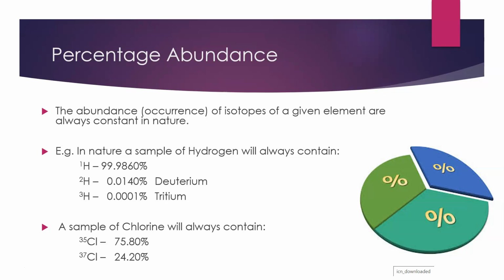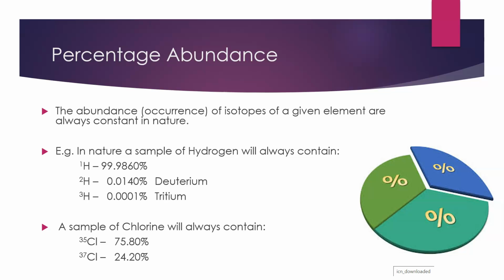As we've mentioned, the percentage abundance of each isotope is always constant in nature. So for hydrogen, 99.9860% of hydrogen is present in the universe as hydrogen 1. We get 0.0140% of deuterium, which is hydrogen 2, and we get even less tritium, which is hydrogen 3. That proportion is fixed. It doesn't change in our naturally occurring isotopes.